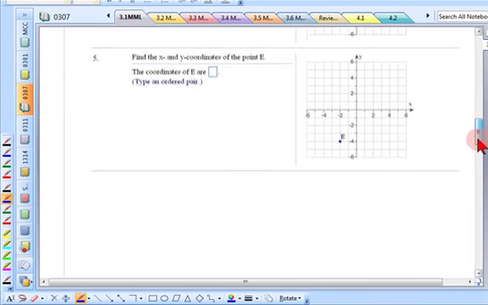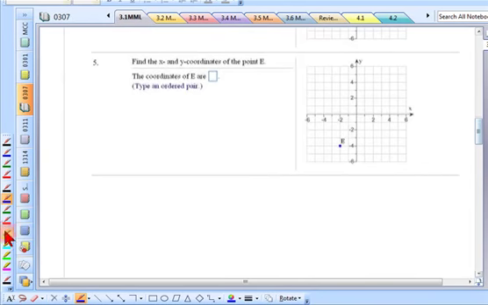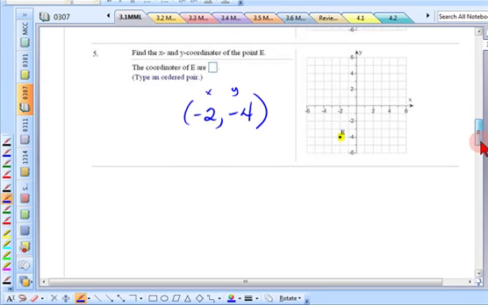Okay. Number 5, very much like that. Here's my point E that I'm supposed to name. It is the point from 0, 0. I have to go left 2, so that's negative 2. I have to go down 4, that's negative 4. Always remembering that it is X, Y as far as the order. We okay?